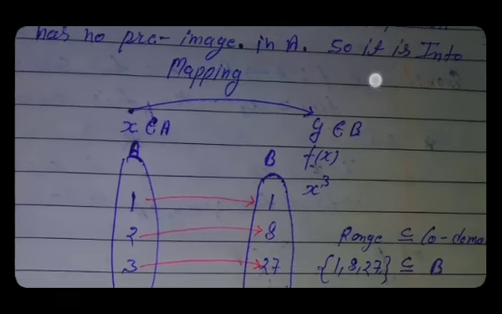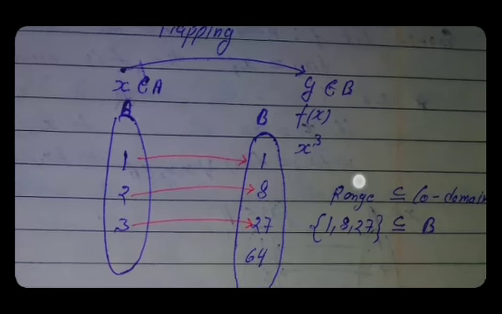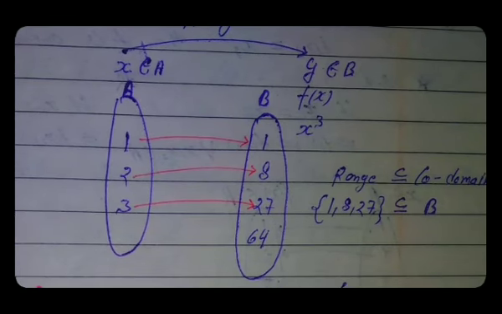By the mapping it is explained by this picture. Here x belongs to A and y belongs to B, and x is equal to 1 or 2 or 3 and y equals 1, 8 and 27, but 64 is not matched. Here the condition is that the range is a subset of the codomain. Range is only 1, 8, 27 and codomain is given B.